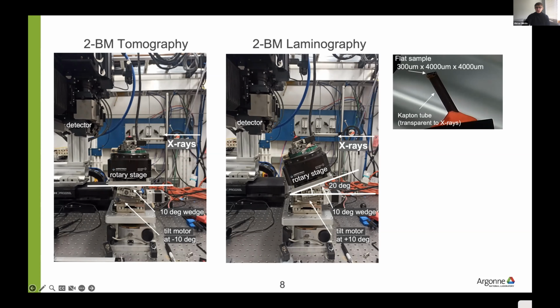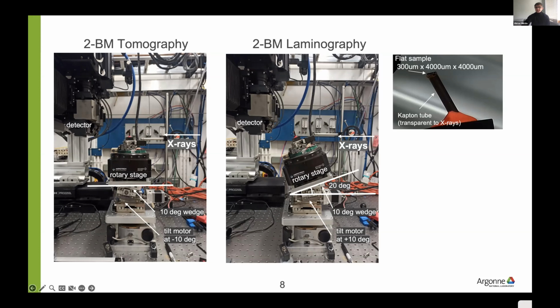And for laminography, what we did, we just put a wedge under the stage. But under the stage, we also have the motor that goes between -10 and +10 degrees. So that's why we can quickly switch between two setups. Yeah. So if we put this tilt motor to -10 degrees, and then we add this 10 degrees wedge, it gives us regular tomography. If you put this tilt motor to +10 degrees and +10 degrees wedge, it gives us 20 degrees, which is the laminography. So we can quickly switch between two setups.